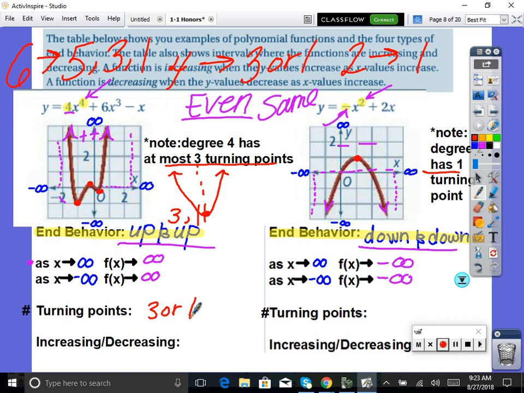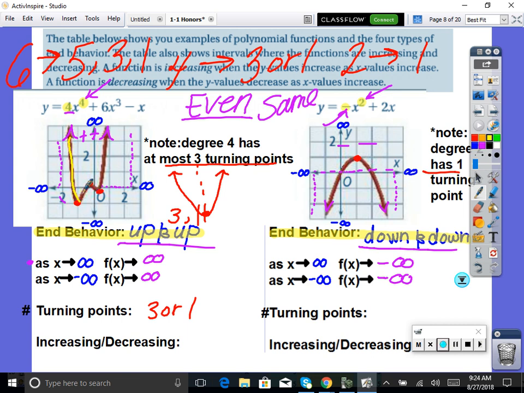Okay, now it says find the increasing and decreasing intervals. So we would have to know these x, y points to be able to give exact intervals. We're going to practice that in a minute. So I just want to point out what our intervals would be. So right here, increasing and decreasing is always for x. So we're talking x values. So aren't we decreasing until we hit that x value?